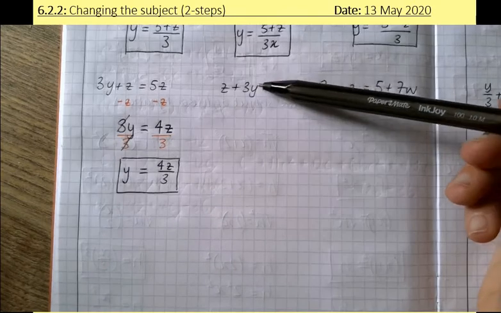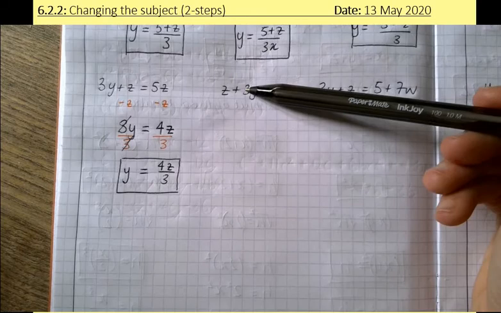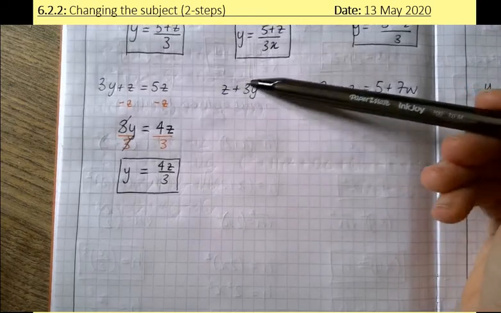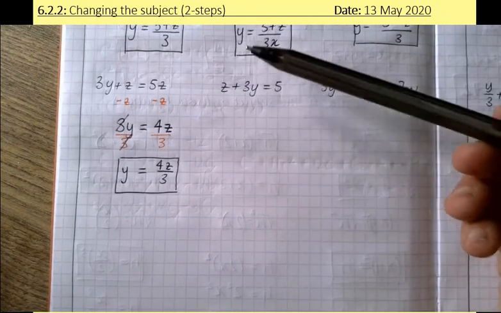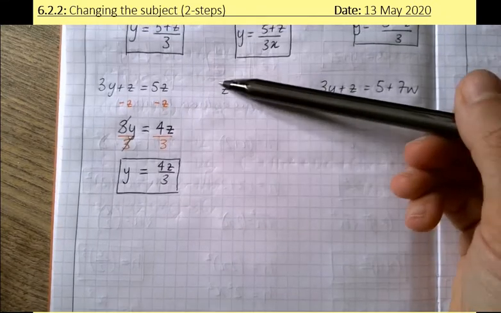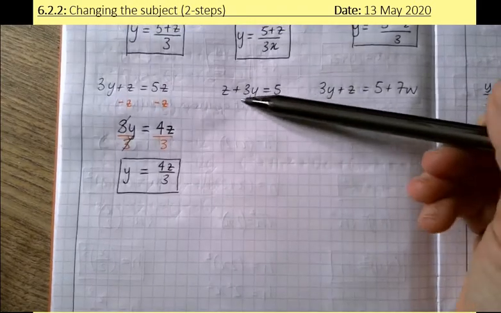So y is being multiplied by 3. If I'm following BIDMAS, my multiplication comes first, and then this is all being added to z. So I'm going to follow the reverse of BIDMAS. I'm going to sort out the addition of z first, and then I will sort out the multiplication.